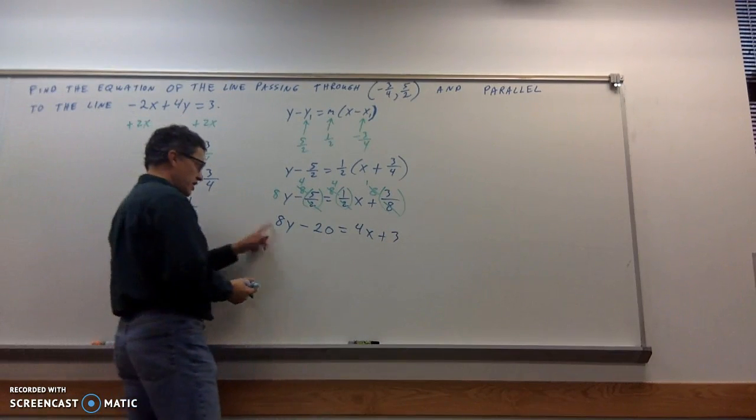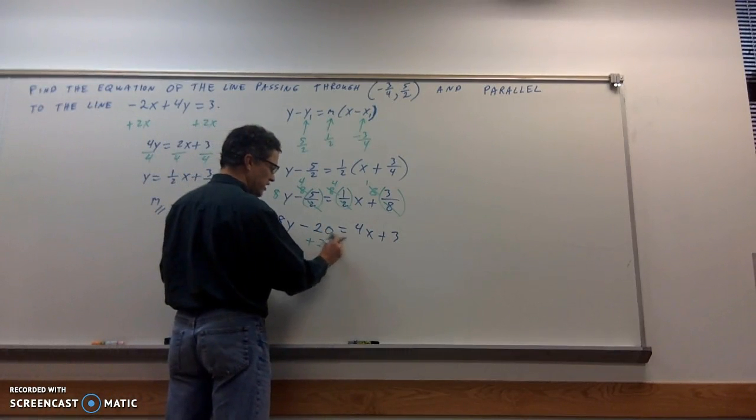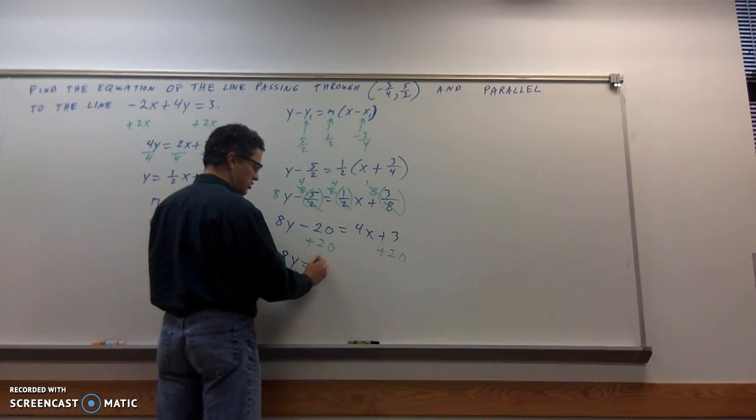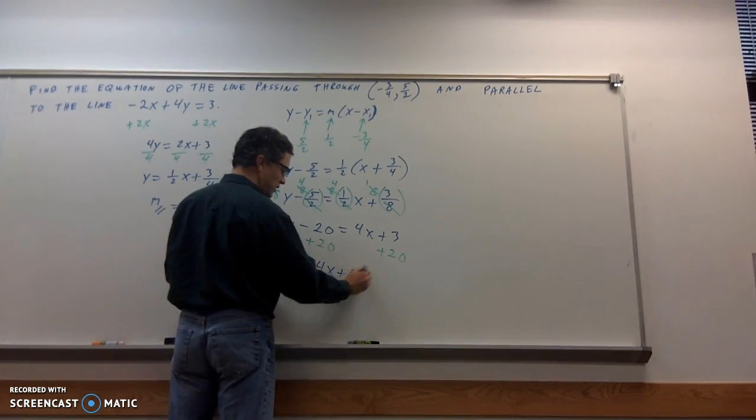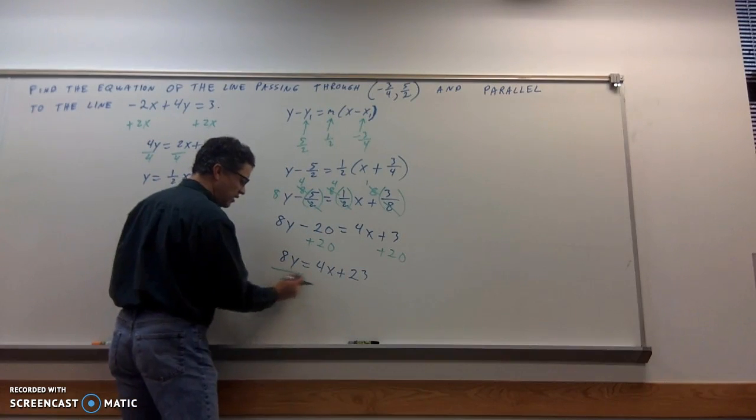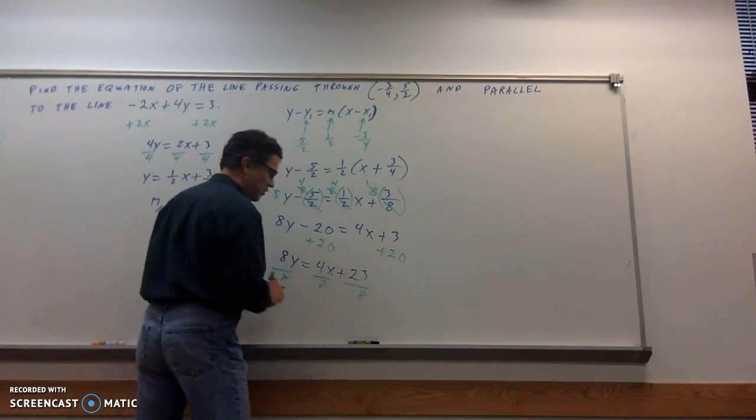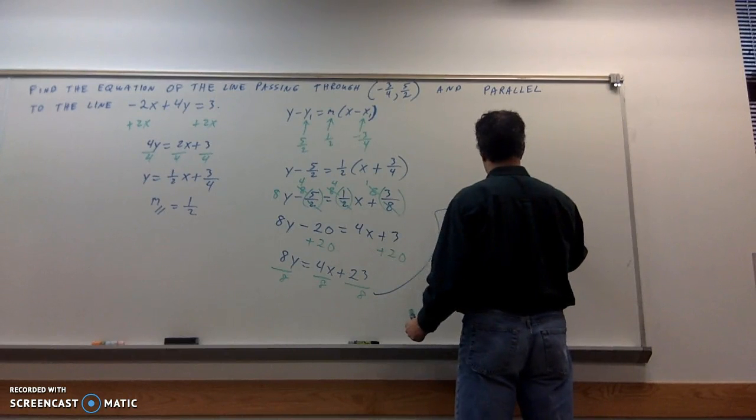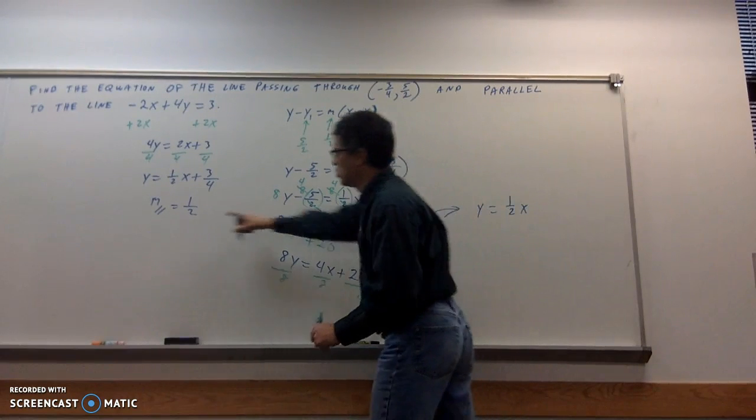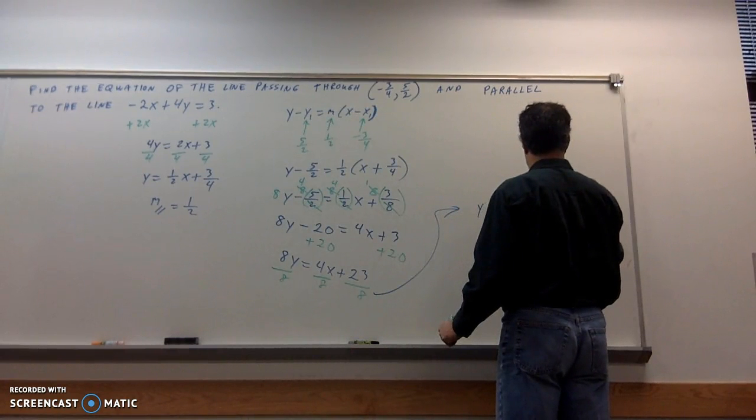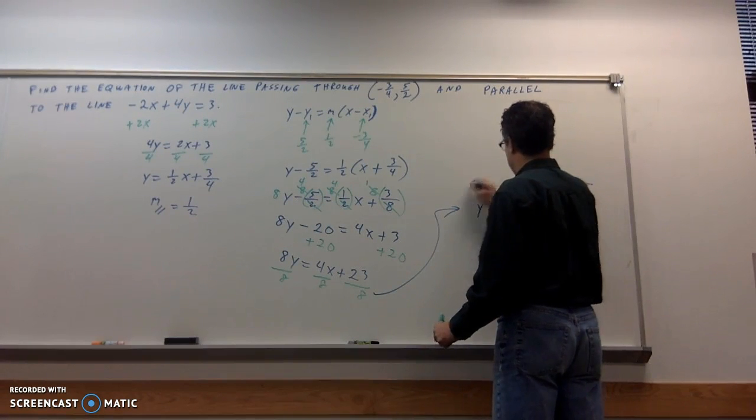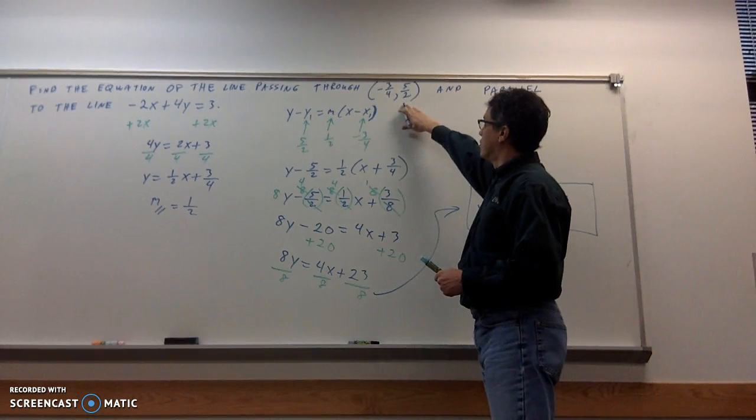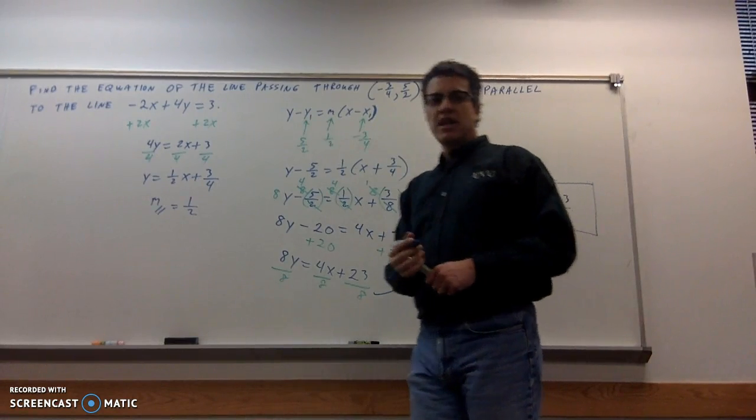All right, we're going after getting y by itself, so I'm going to add 20 to both sides. 8y equals 4x plus 23. Now we'll divide by 8. Here it is. y equals 4/8, or 1/2 x, which, by the way, is the slope I wanted, plus 23/8. There you go. That is the equation of a line passing through the point negative 3/4, 5/2, and it is parallel to that equation right over there.